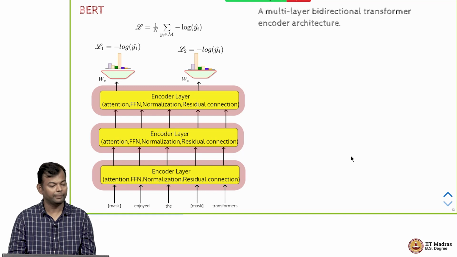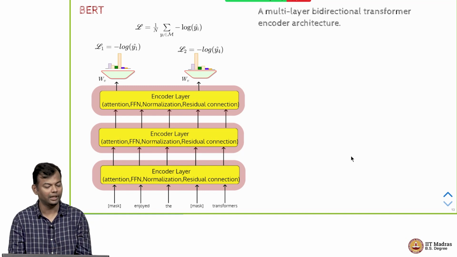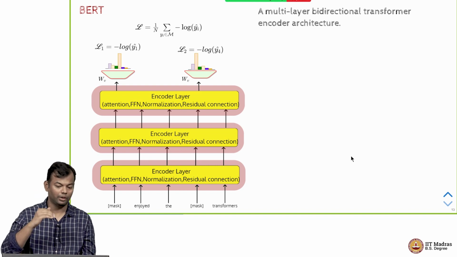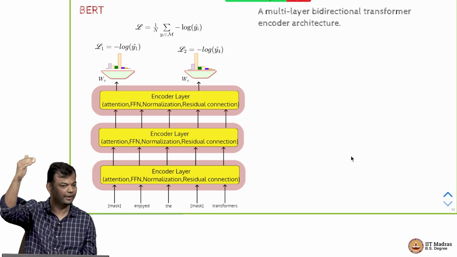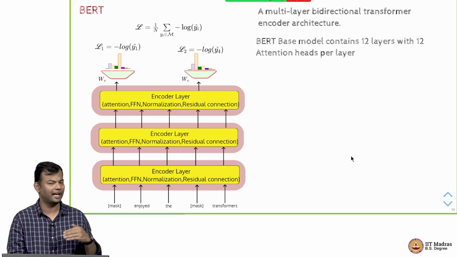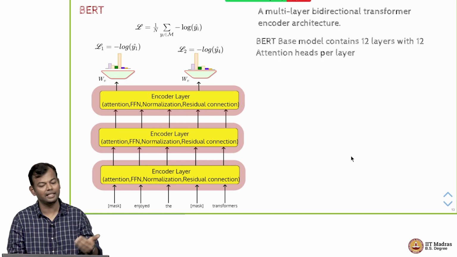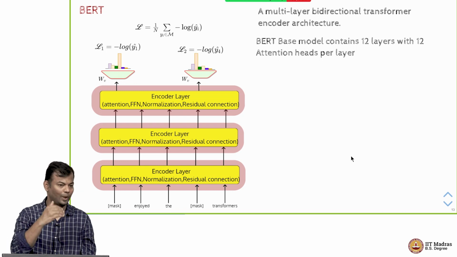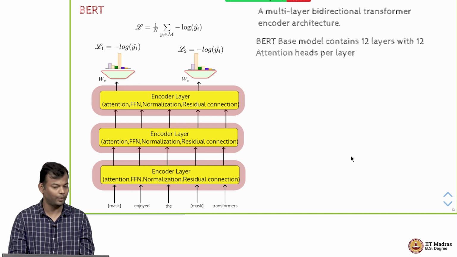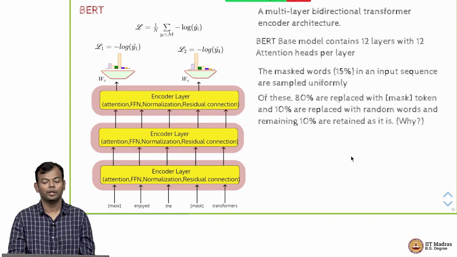Now, the BERT model, which uses masked language modeling, is an encoder only model which has this multi-layered transformer encoder architecture. How many layers? It was a family of models. The base model was 12 layers. I think they also released another model which was 16 layers. So the base model had 12 layers and each layer had 12 attention heads. They used 15% masking, as I said.